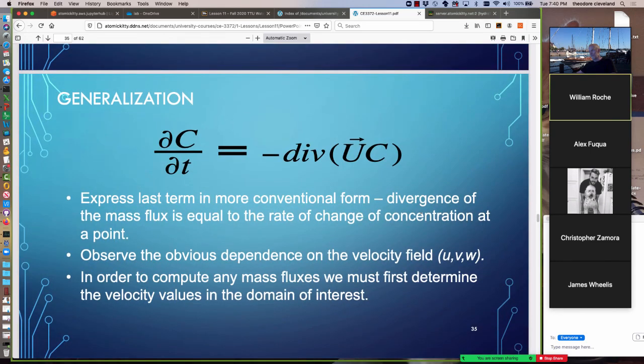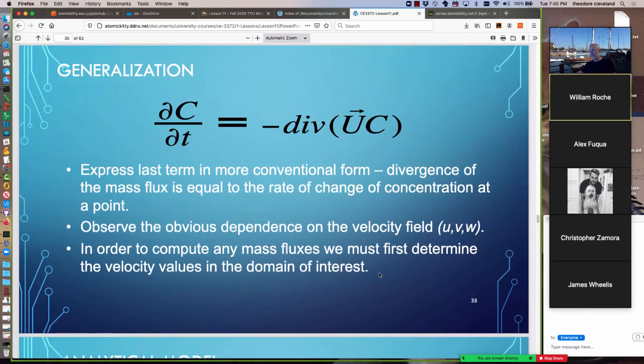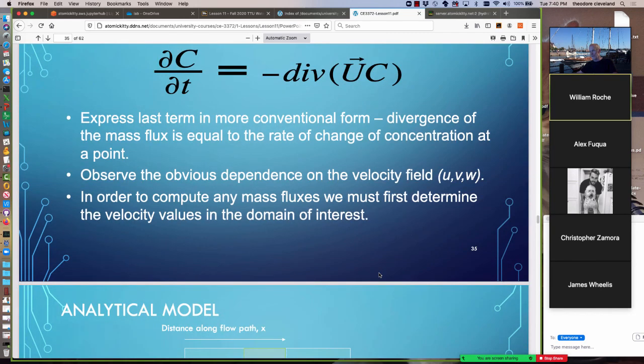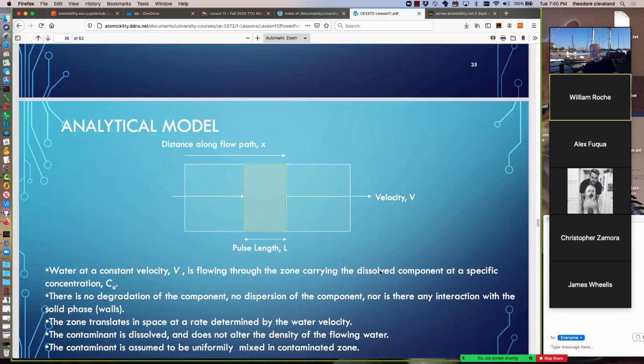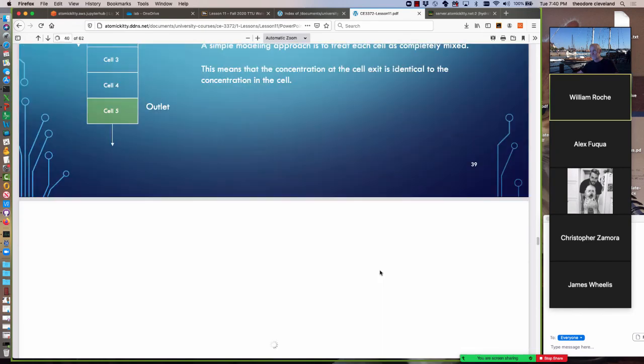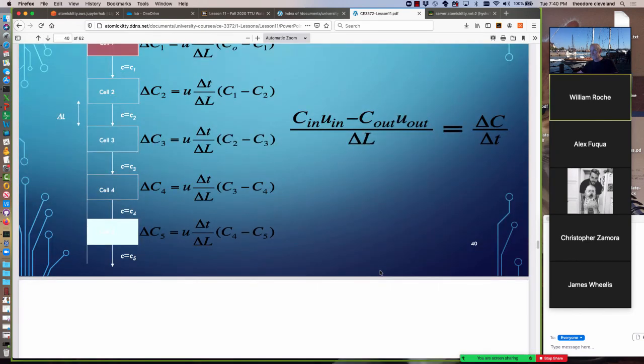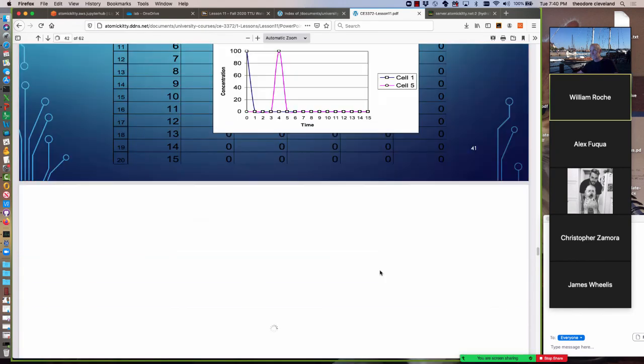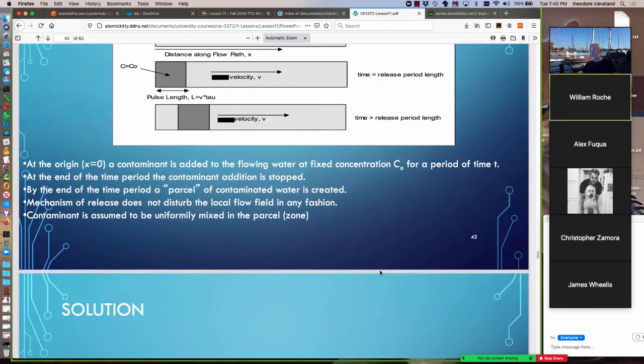That can be generalized to multiple dimensions, but again, in the case of a pipeline, we know the direction. And to compute any mass fluxes, we have to determine the velocity values in the domain of interest. Again, also quite straightforward in a pipeline system. So we'll skip over this stuff, because EPANET does all that for us.